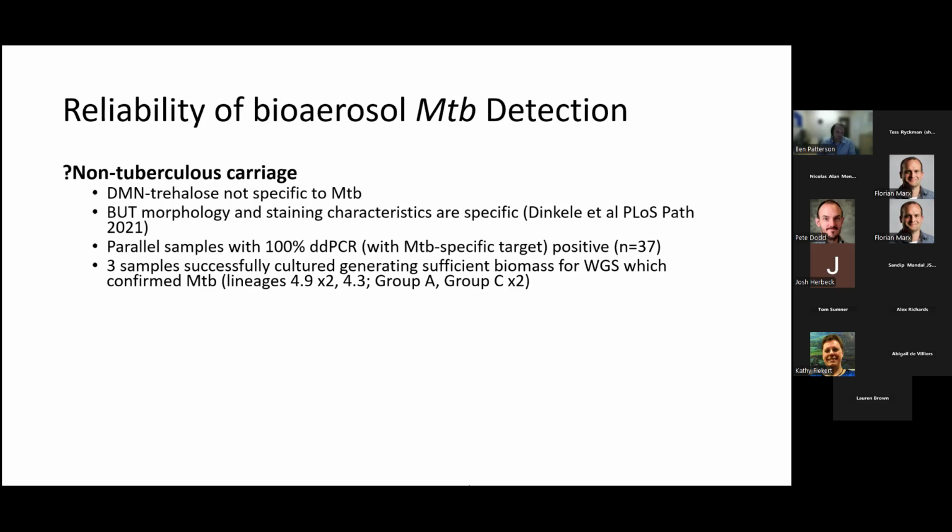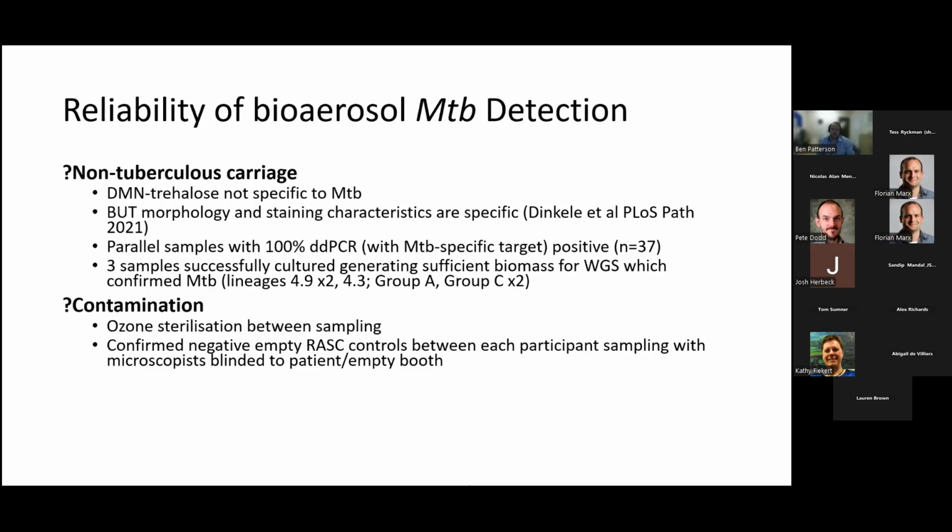Another way in which we looked at this in a bit more detail was that, as I said before, it was quite difficult to culture these organisms, but from those that were successfully cultured, where we were able to generate sufficient biomass, which amounted to 3 out of, I think, about 64, we performed a whole genome sequence, which confirmed that we did have TB and also gave us lineages. And this was from people in both Group A and 2 in Group C.